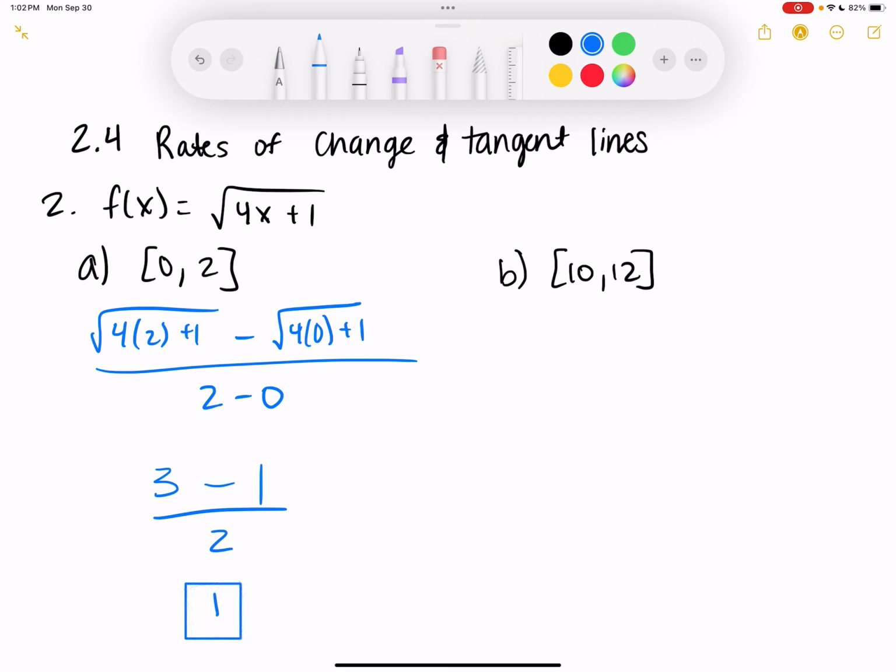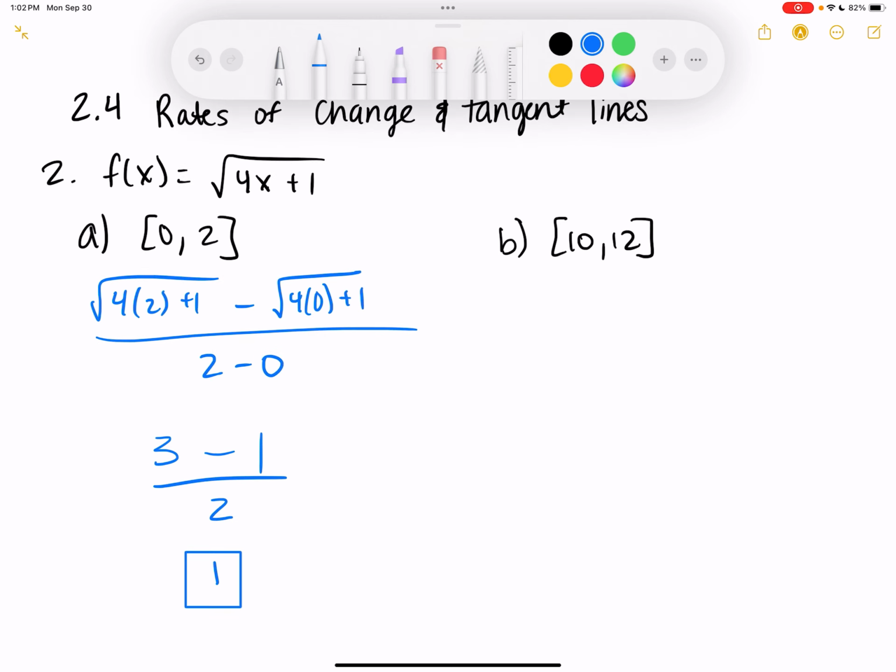Not too bad, right? Definitely easier than I thought.